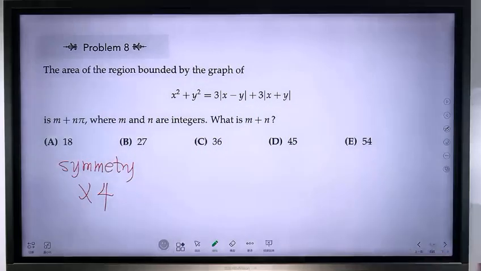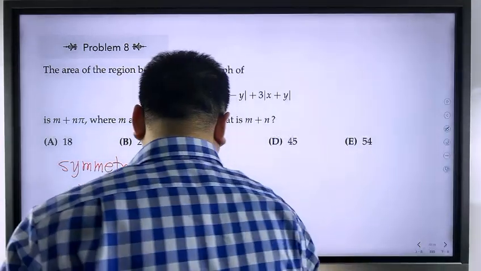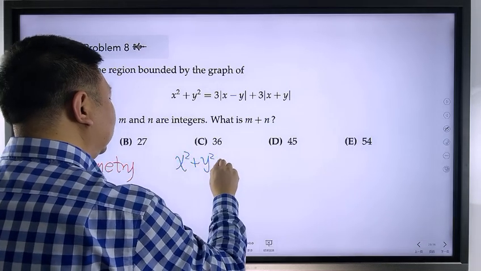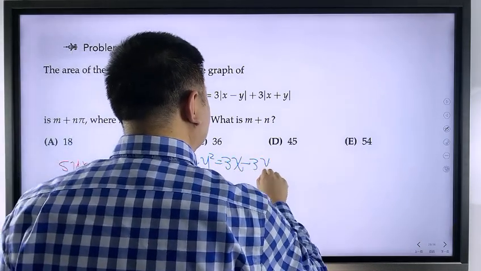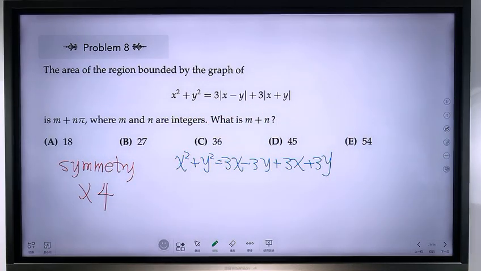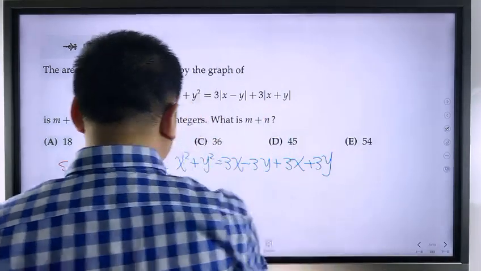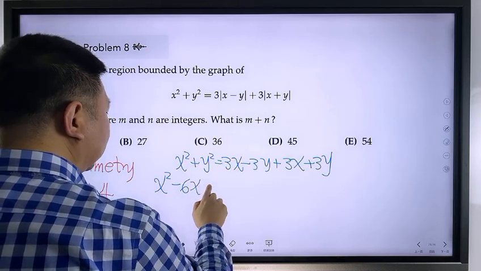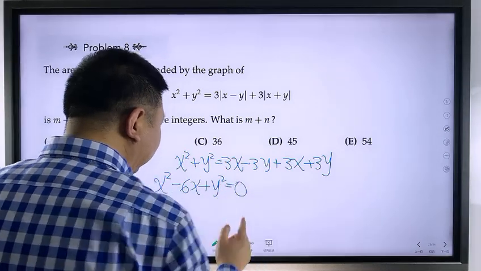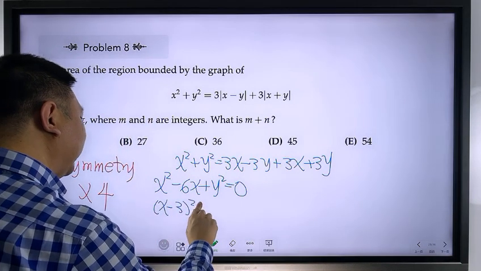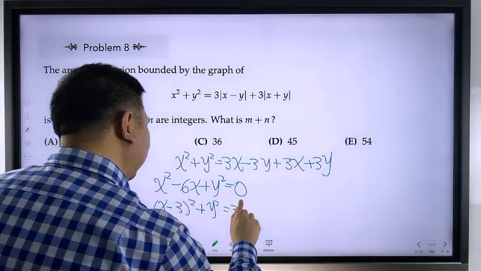Okay, so now I just consider a simple case, which is anything without the absolute value. So it's x squared plus y squared equals 3x minus 3y plus 3x plus 3y. All right, and then we do a cancellation. So it's x squared plus y squared equals 6x. And then I move it a little bit. Then it becomes x squared minus 6x plus y squared equals 0. You'll see here we have completing the square again. And that's expressed as x minus 3 squared minus 3 squared plus y squared equals 0, so x minus 3 squared plus y squared equals 3 squared.